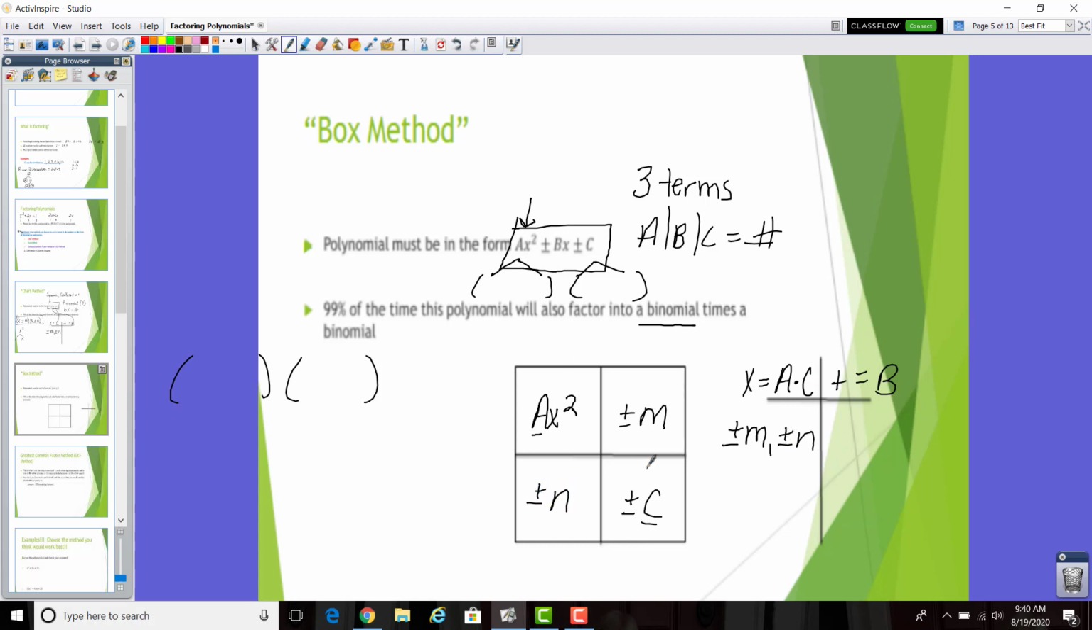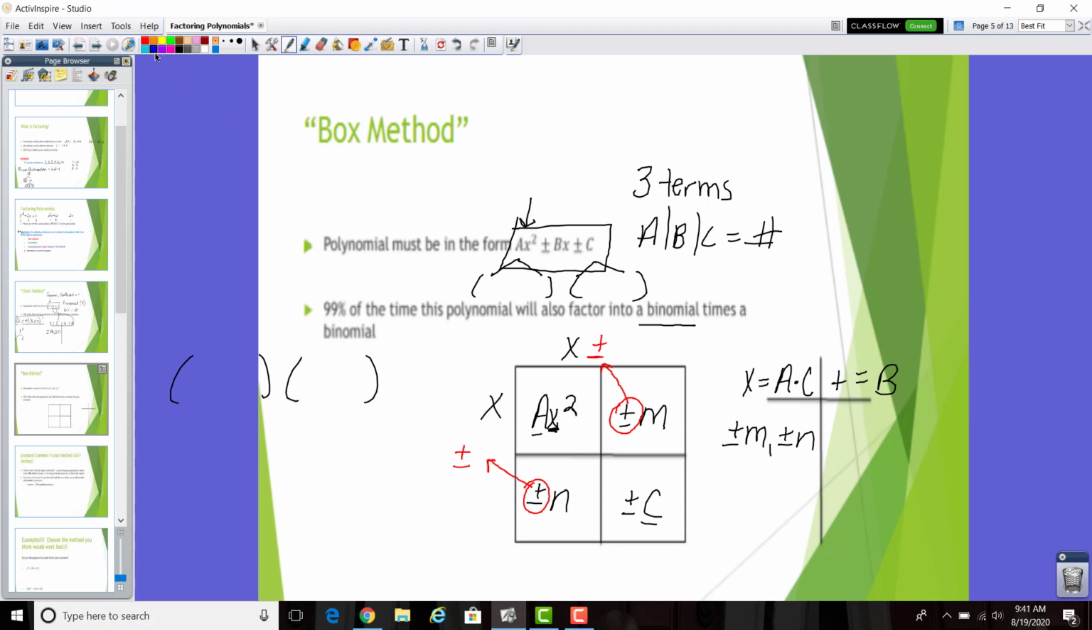Now I'm going to use the rows and the columns of this box to find my binomial factors. I'm going to do a couple things before I get started. I'm going to take the sign of this factor and move it up top here. So if it's positive, you put a plus there. If it's negative, you put a minus there. I'm going to do the same thing with this factor, but I'm going to move that sign over here to the side. The next thing I'm going to do is split up just the x squared component because I know an x has to go in each factor.